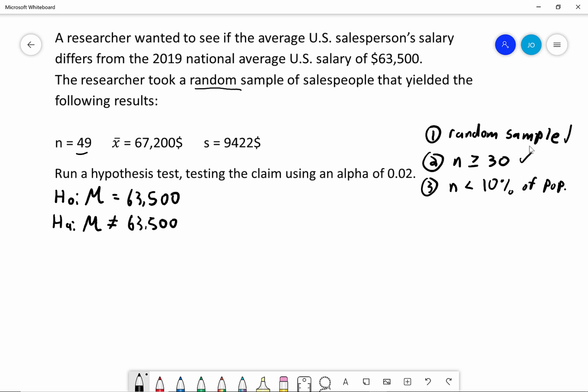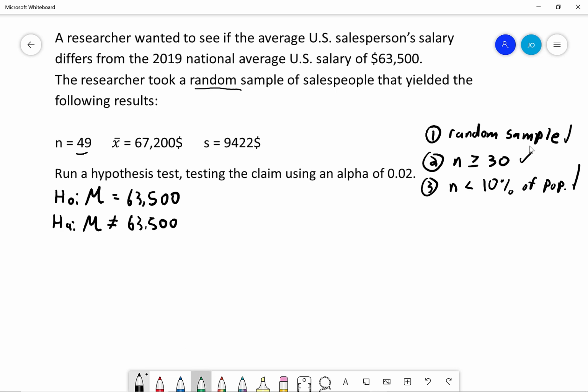Well, we don't know for a fact, technically, but I think it's safe to assume that there's more than 49 times 10, or 490 salespeople in the United States. So we should probably safely assume that this condition is met as well. So now that our three conditions are rocking and rolling, let's go finish this hypothesis test.